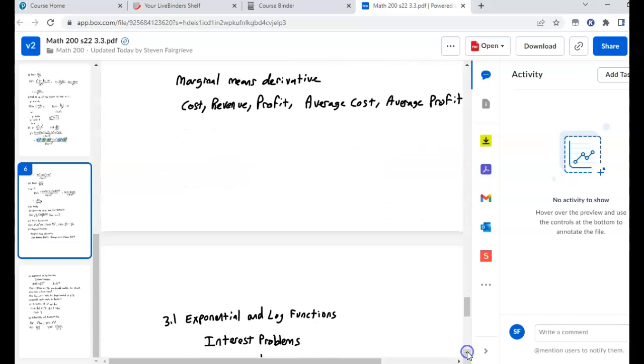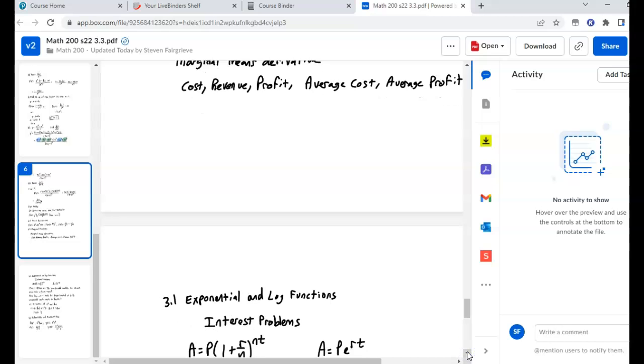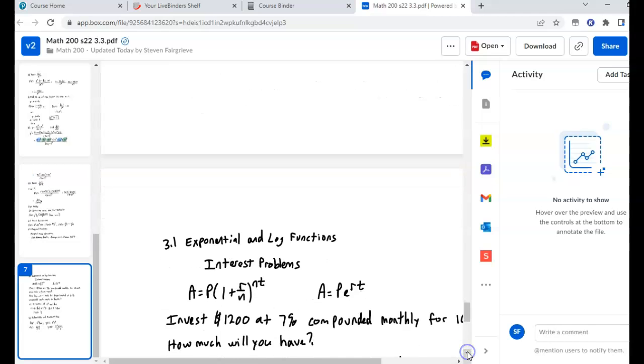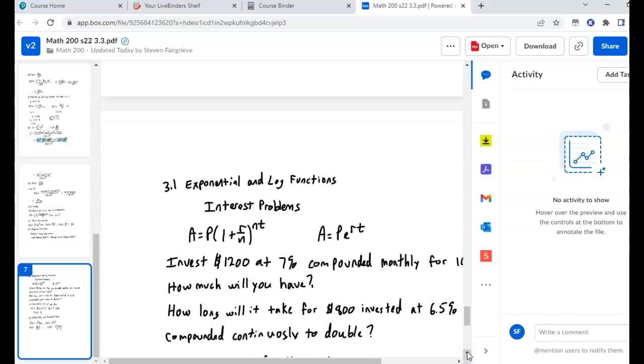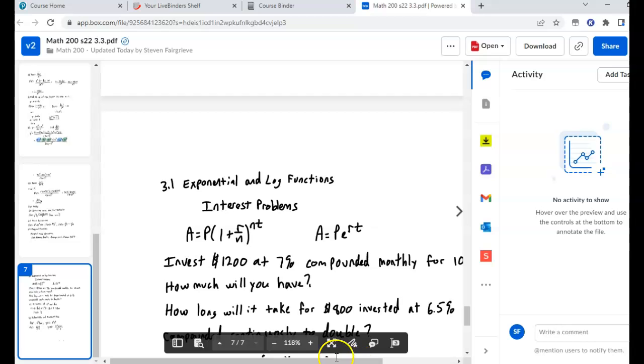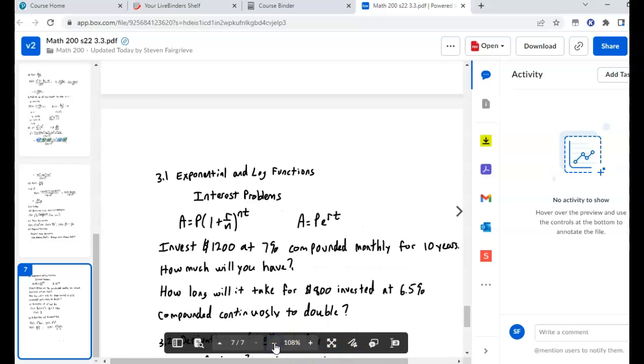Okay, and then we talked in 3.1 where we introduced exponential and log functions, reviewed them a little bit. We talked about interest problems. Those two formulas there, A equals P times 1 plus r over n to the nt, and A equals P e to the rt. You don't need to memorize those. If you need those, they will be provided for you. So just two example questions, like some of the questions I could ask you with these interests.